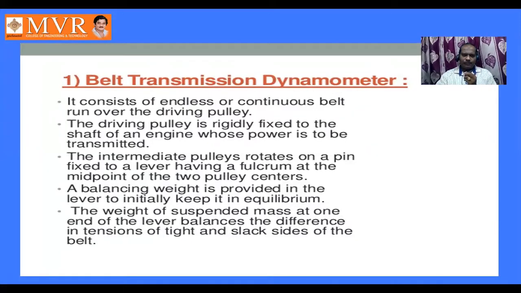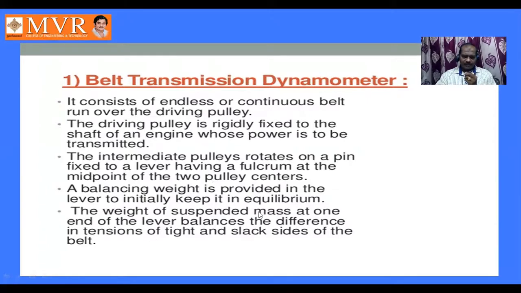The intermediate pulleys rotate on a pin fixed to a lever having a fulcrum at the midpoint of the two pulley centers. That means the intermediate pulleys rotate on a pin fixed to a lever having a fulcrum at the midpoint of the two pulley centers. A balancing weight is provided in the lever to initially keep it in equilibrium.